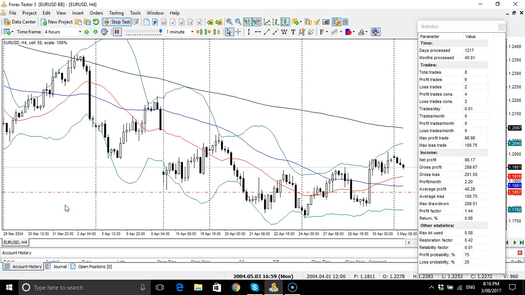Traders, I'm back. We're doing 2 more months here with the Euro USD. It's Bollinger Band variation 3 is what we'll be testing.